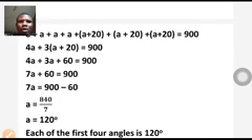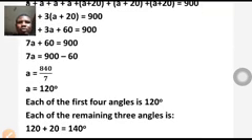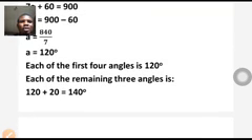So from there we collect the like terms. We have 7A is equal to 900 minus 60. 900 minus 60 gives us 840. So A is equal to, you divide both sides by 7, 840 divided by 7, and we have 120. So each of the first 4 angles is 120, while each of the remaining 3 angles is 120 plus 20, which is 140.